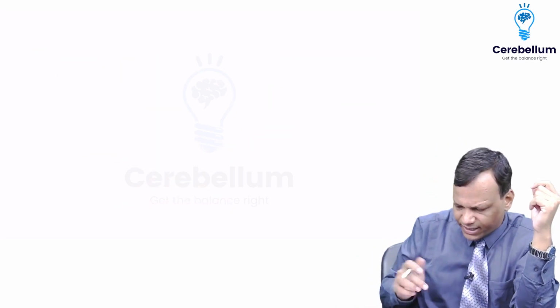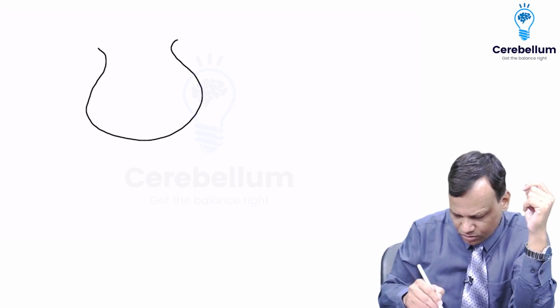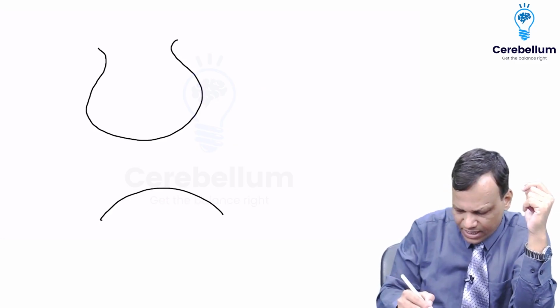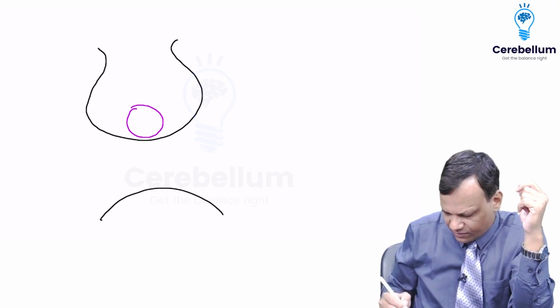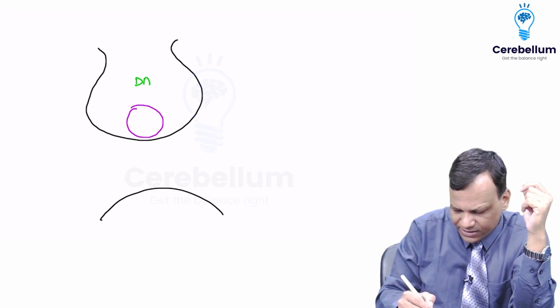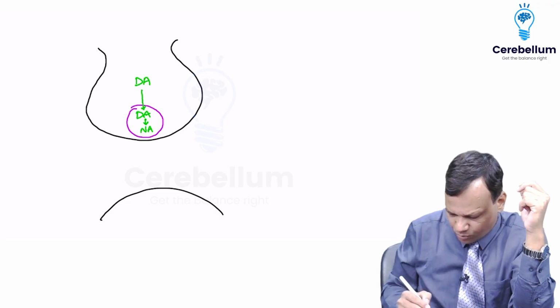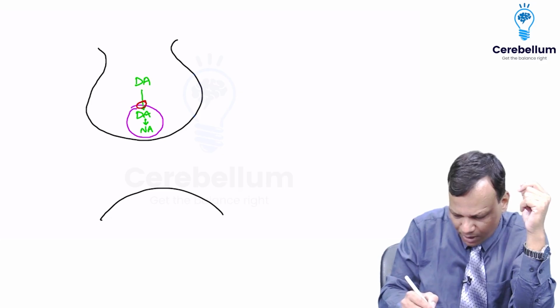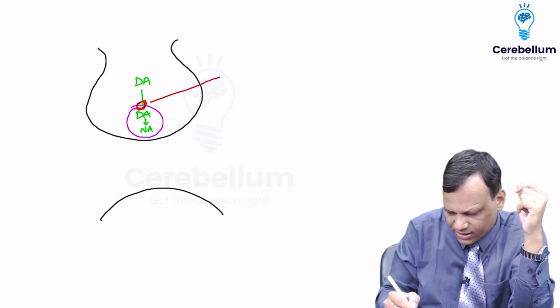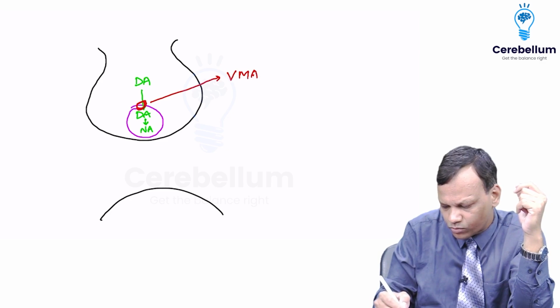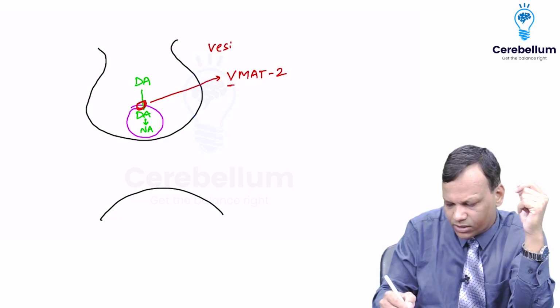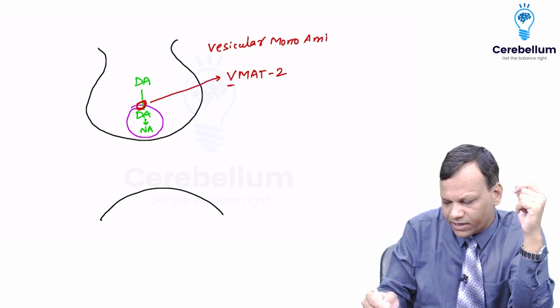Now if we discuss it in a little detail, this is the first neuron, this is the second neuron. We discussed that the vesicle is present here, and dopamine enters inside and it is converted into noradrenaline here. Now the transporter which will transport dopamine inside the vesicle, this pump here, the transporter here, it is known as VMAT2. VMAT2 is vesicular monoamine transporter.